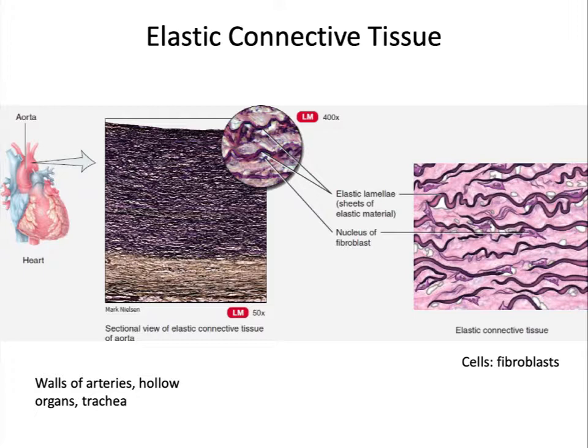This is used in areas where you need a lot of recoil, where the tissue is going to be stretched out and you need it to pull back into place. You would find elastic connective tissue in the walls of arteries, in your hollow organs, such as the heart and the stomach, and in the airways. The cells that create elastic connective tissue are fibroblasts.